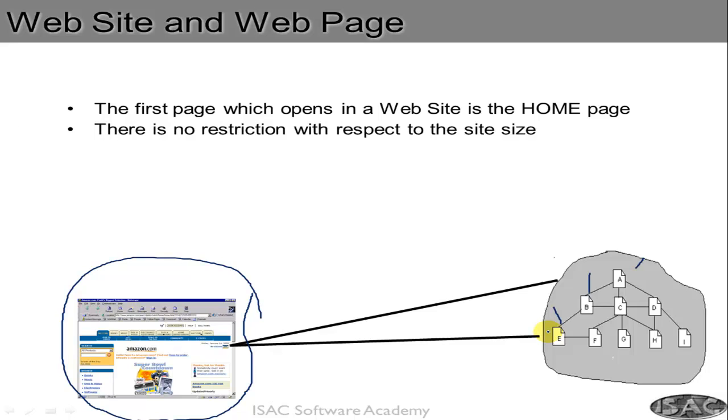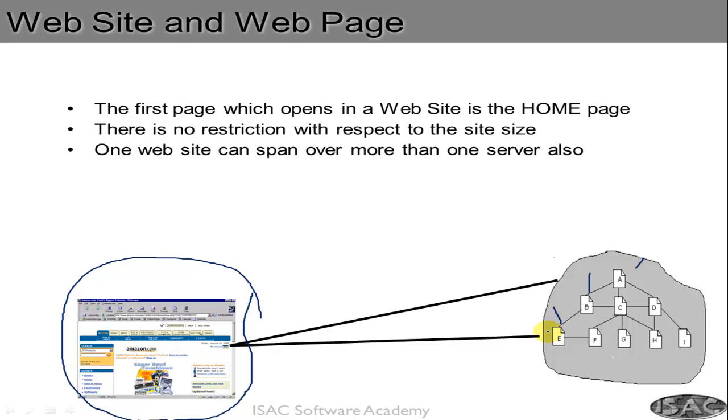There is no restriction with respect to the site size. It can have 2 HTML pages, just 1 HTML page, or thousands of HTML pages. There is no restriction. And this website runs on a server. Most of the time, one website might be sitting on one server, but it is also quite possible that one website's files are distributed over multiple servers. So that is also possible.